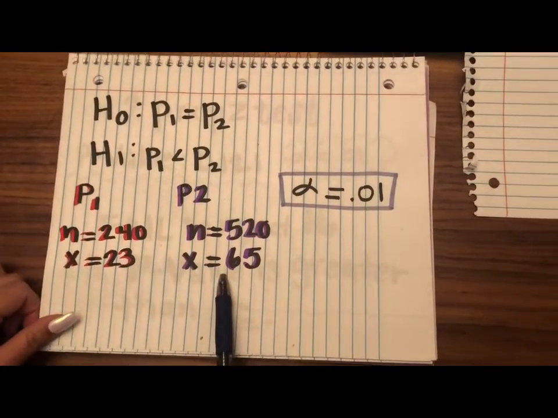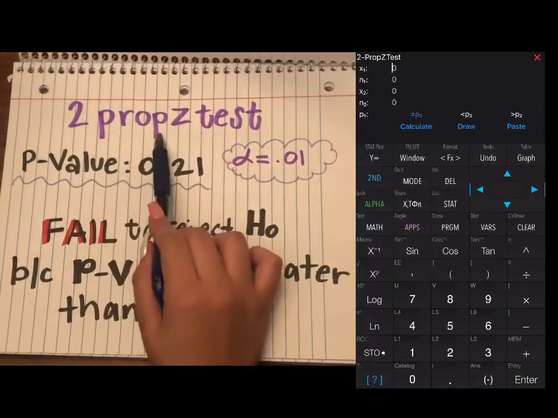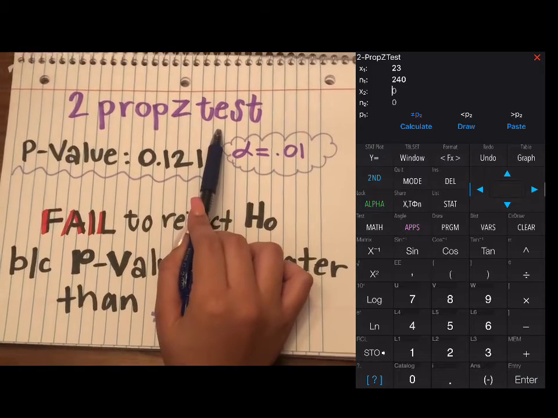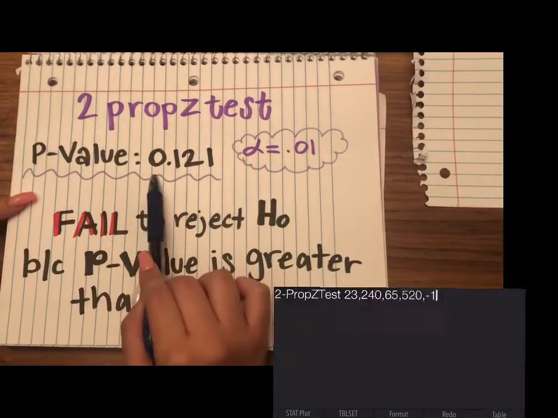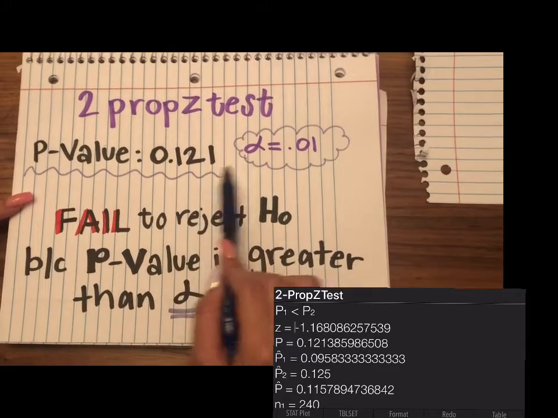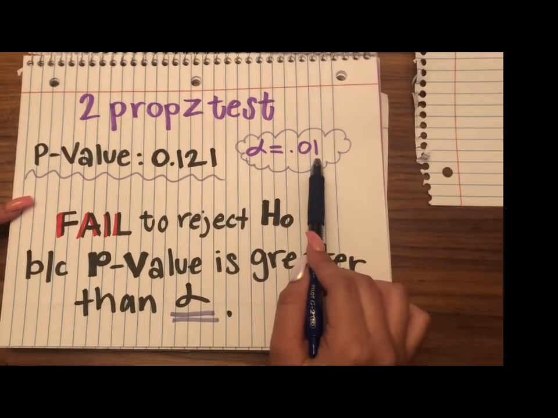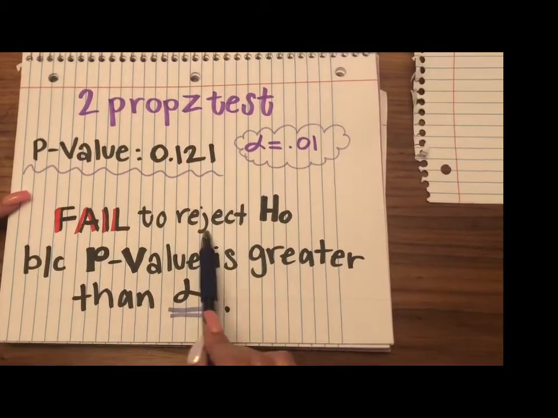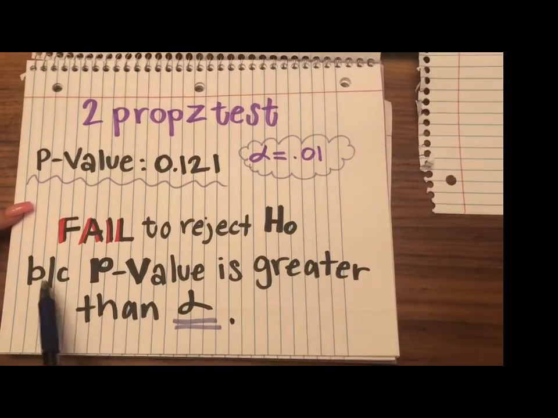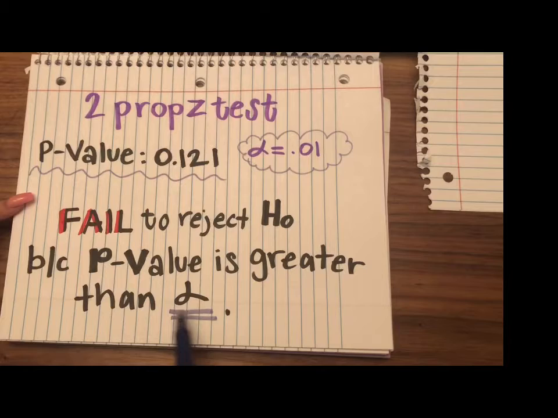So we use these values to perform a 2-prop z-test on the calculator, and we are given a p-value of 0.121, which is greater than our alpha level of 0.01. Therefore, we fail to reject our null hypothesis because our p-value is greater than our alpha.